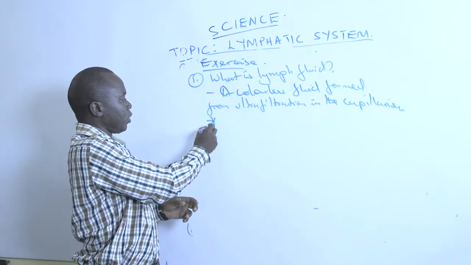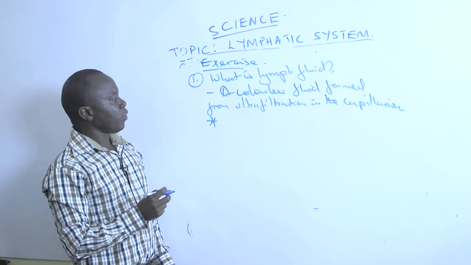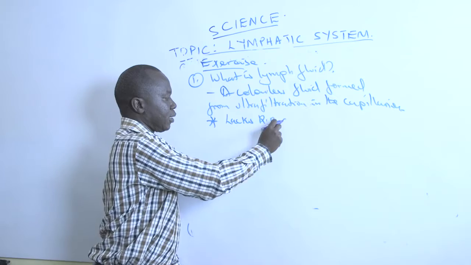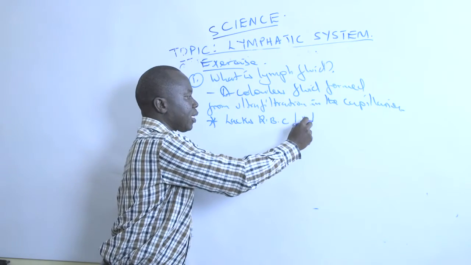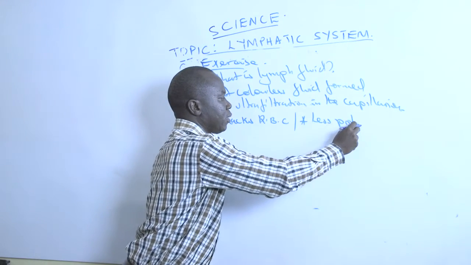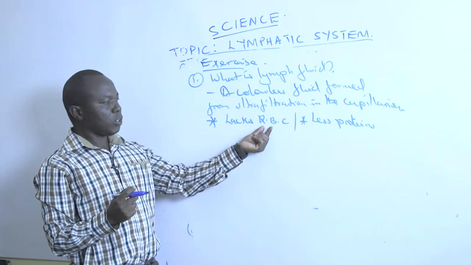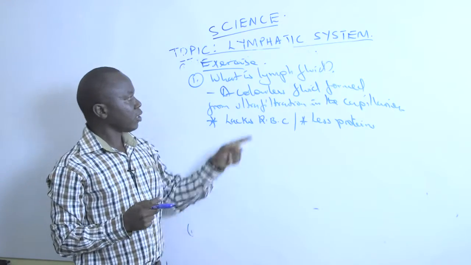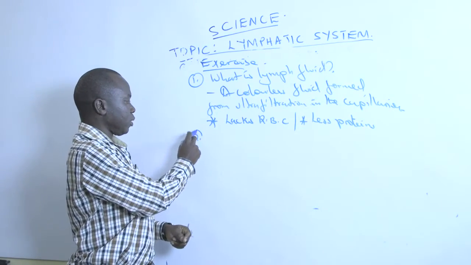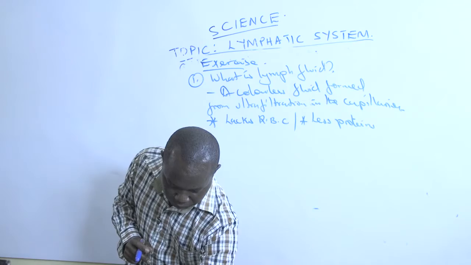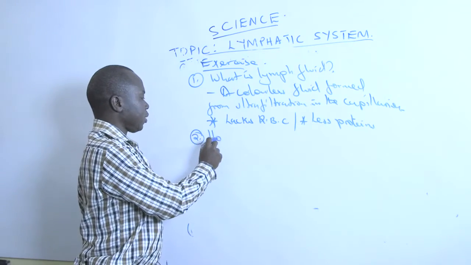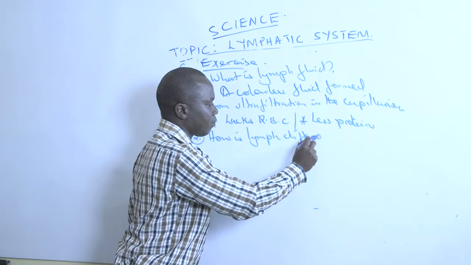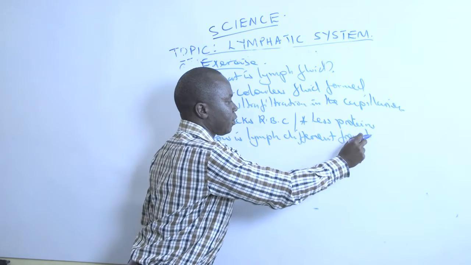And we described some of the characteristics of lymph fluid. We said that it lacks red blood cells, and then, very important, it has less proteins. Why? Because these two are very large in size, therefore they cannot be filtered through the capillaries to form tissue fluid. Another question is this: how is lymph different from blood?